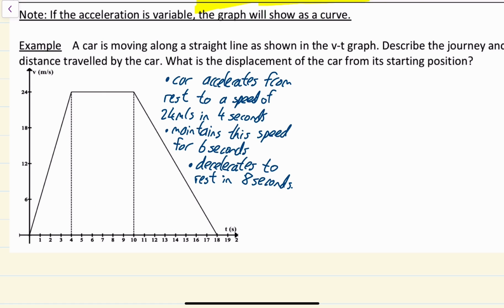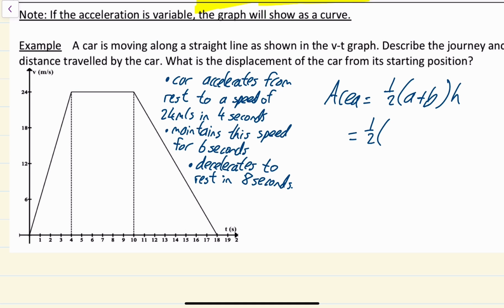So don't get confused with your displacement time graphs. Your distance is equal to your area. So we just need to work out the area. Area is equal to a half (a plus b) times h. We're using our smart way of doing it, the trapezium formula.